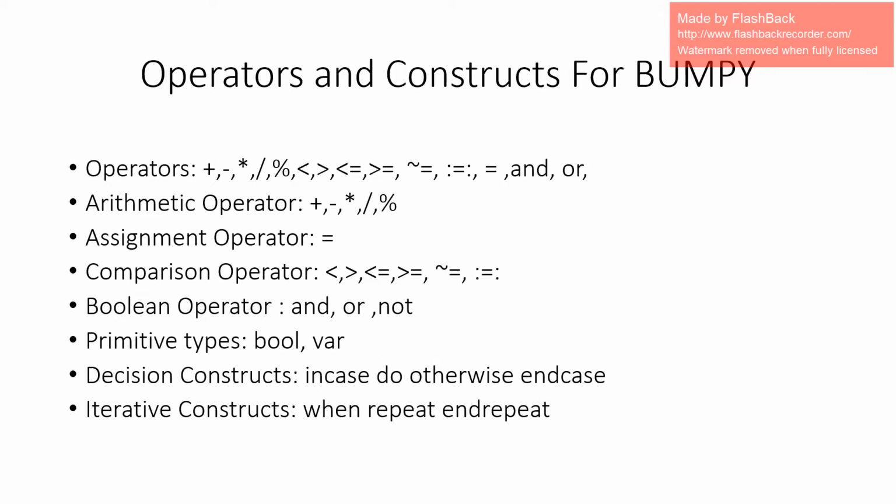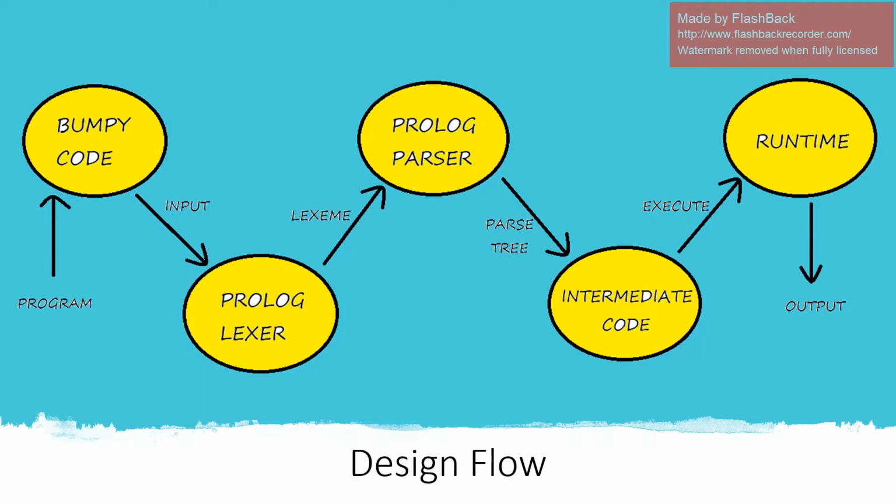Primitive types: bool and var, where var takes integer values. Decision constructs: incase, condition, do, process, otherwise, process, endcase. Iterative constructs: when, condition, repeat, process, endrepeat.